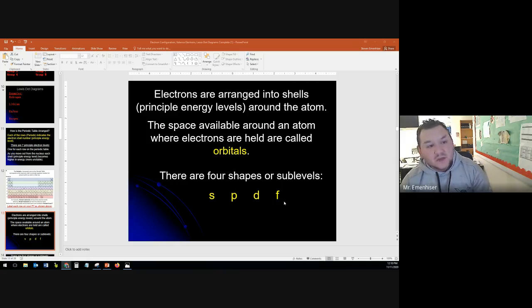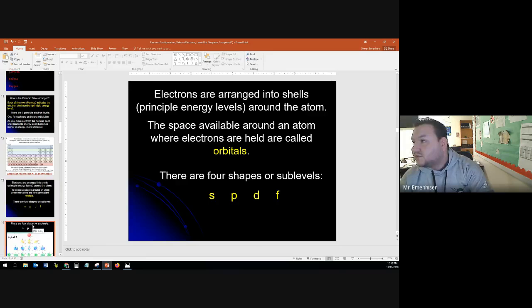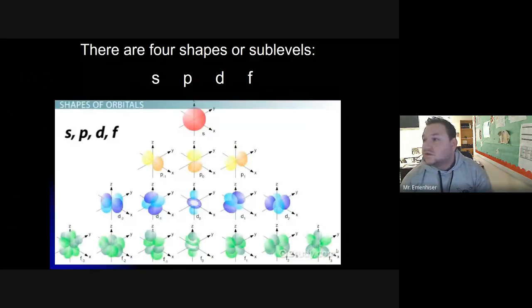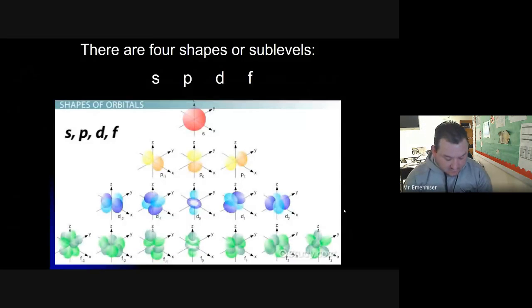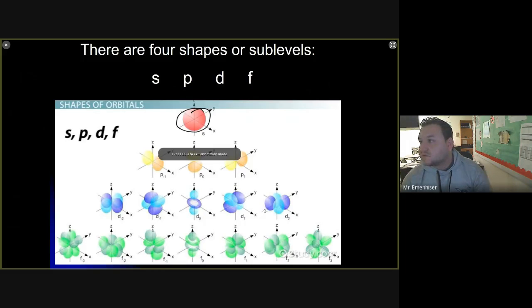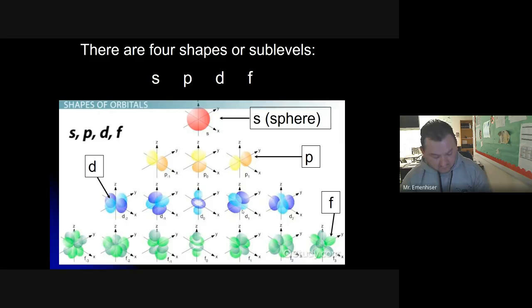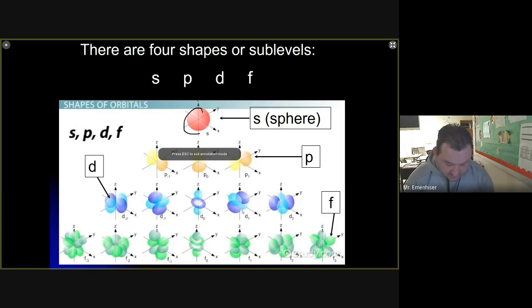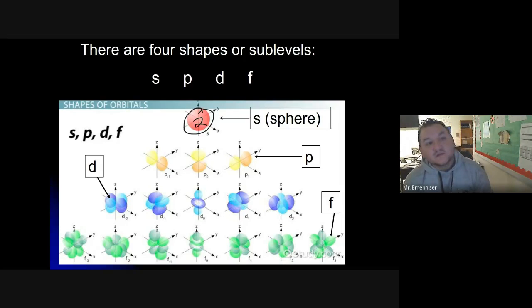So these are regions of space where an electron likes to hang out. These are called sublevels. We'll get to this in a little bit. I don't want to repeat myself too much. So here are the shapes of them. Here's the S. It's just a sphere or a ball. So that's the S. It can hold 2 electrons in there.